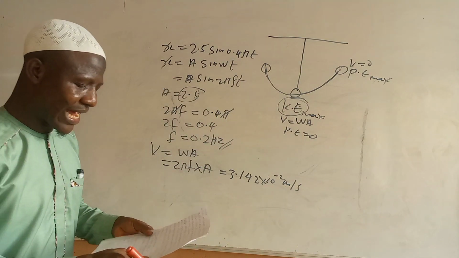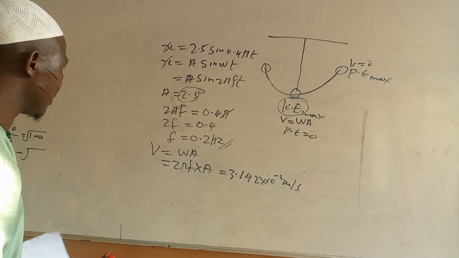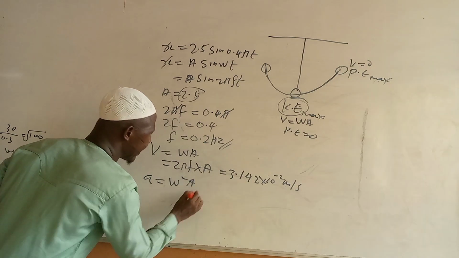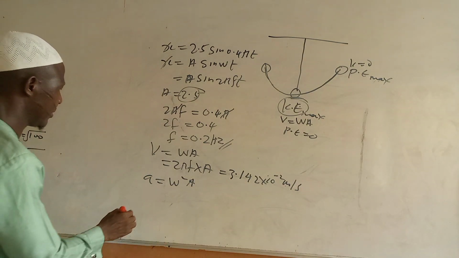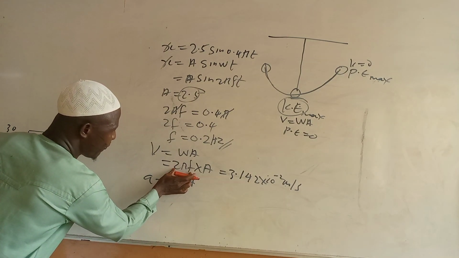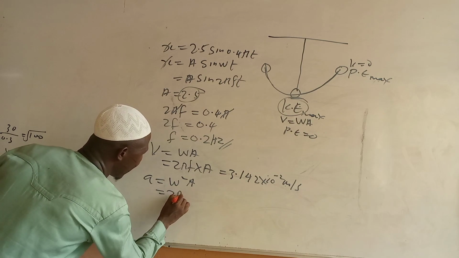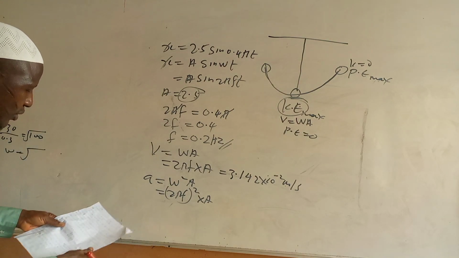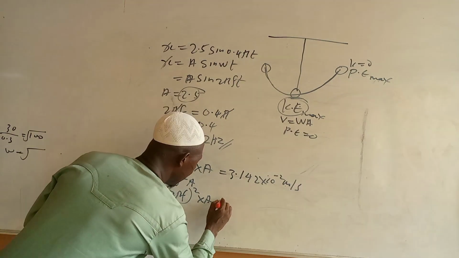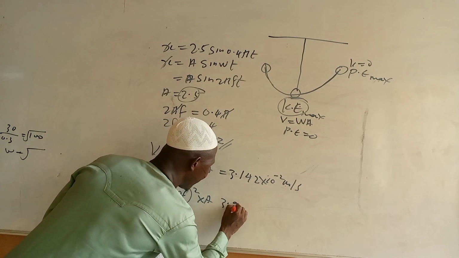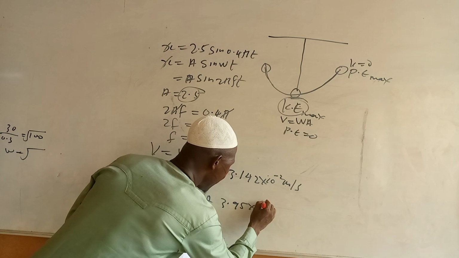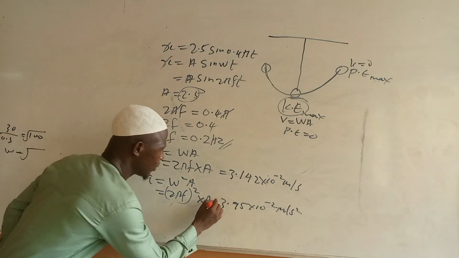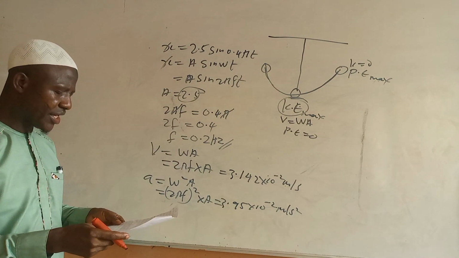Then the next question is maximum acceleration. And don't forget our maximum acceleration a is equal to omega square A. Therefore, we substitute for the value of omega, which is 2 pi f, everything square like this, then multiply by A. So when you substitute correctly, you are going to have 3.95 times 10 raised to power minus 2 meter per second square. That's all. Do it very well. So this one will give you this.